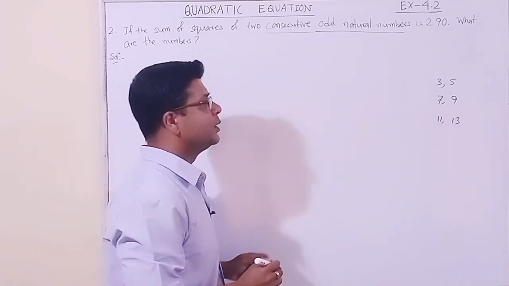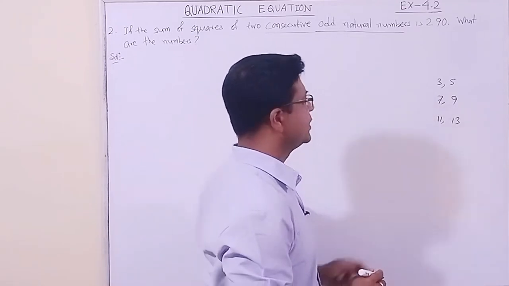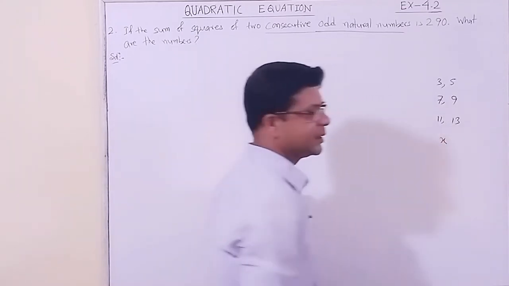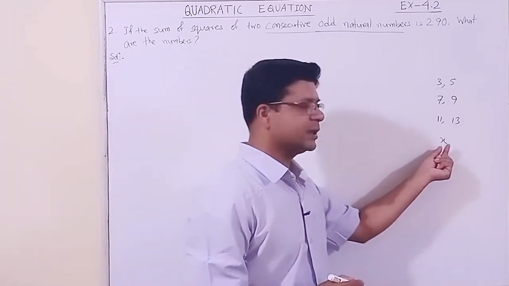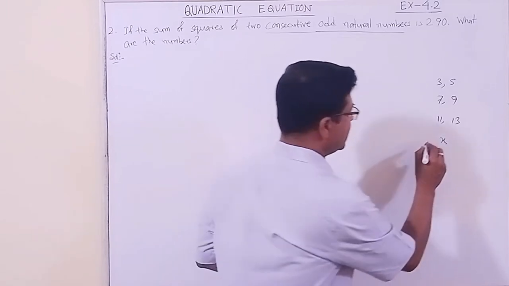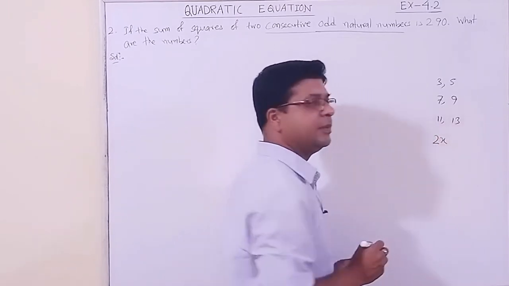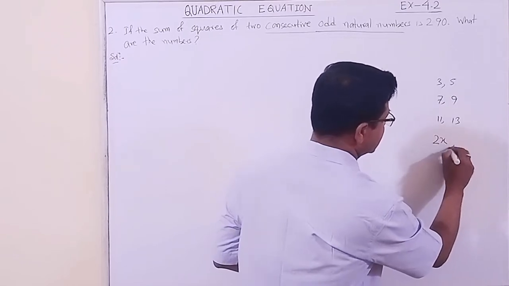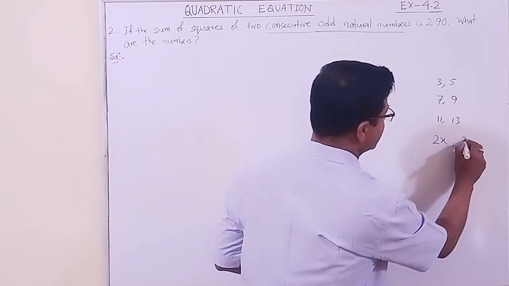Like this we consider, what is the format of an odd number? We have to know. If we consider any number x, can you say anything about x? x may be an even number, x may be an odd number. If we multiply it by 2, it always becomes an even number. This is an even number, and its next consecutive even number is 2x.